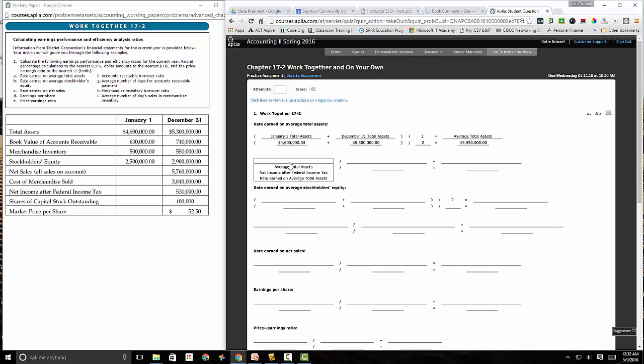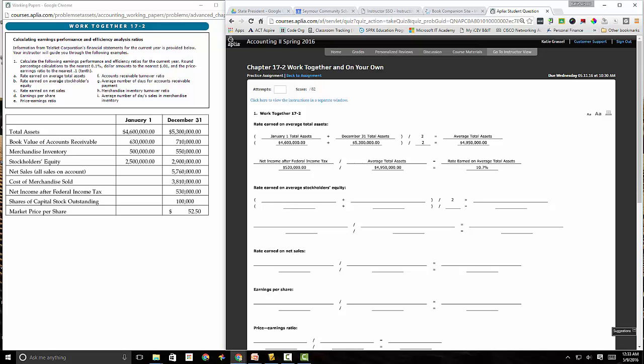The second part of our formula is our net income after federal income tax divided by my average total assets, which will give me my rate earned on average total assets. So my net income after federal income tax, let's see where I find it. Right there, 530,000. My average total assets, what I just calculated. Divide those two with your handy dandy calculator, and that should give you 10.7%. So number A is done.